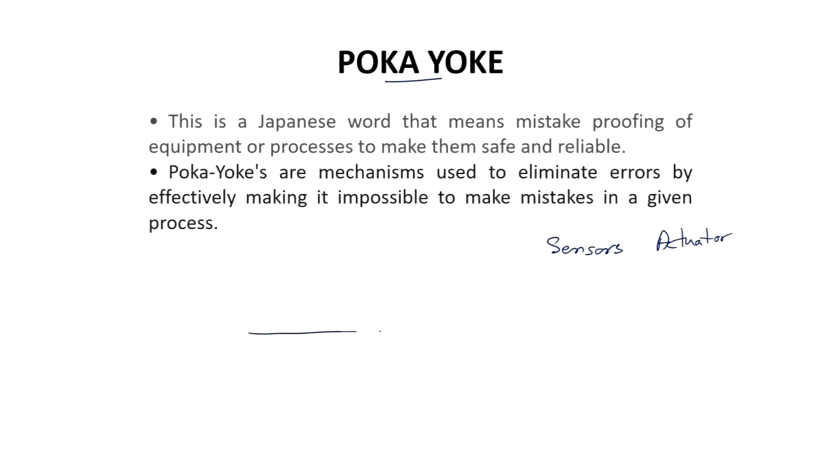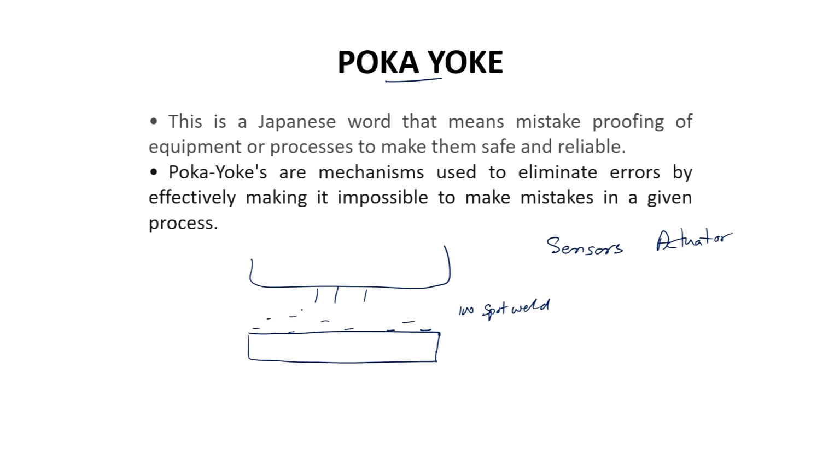Let us take one example of a welding shop, spot welding in a car manufacturing unit. You have kept the chassis on a platform and the jig is there at the top, which has to come down and do, let us say, more than 100 spot welds. You have placed all the components which are required on this chassis, and now the jig will come and do the 100 plus spot welds.